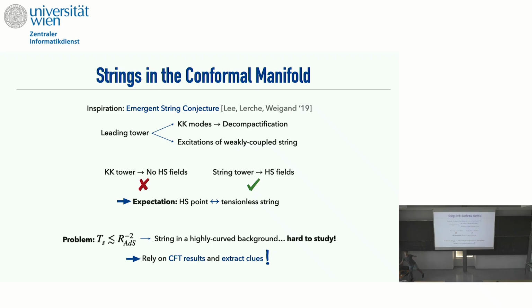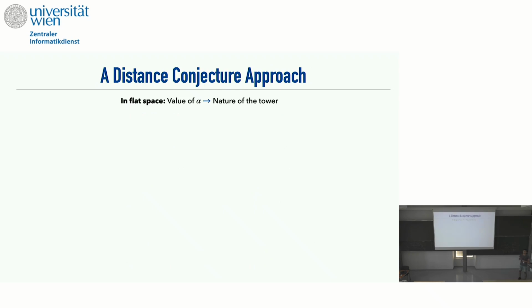The reason is simple. In order to get to AdS, I have to put some fluxes, and that might stabilize the radions. So it's literally what is happening. Good. So I'm going to rely on CFT results, where I can compute things reliably, and then see what I learn about the bulk. And in particular, I'm going to take a kind of distance conjecture approach. In flat space, we have been recently learning something quite remarkable, and it is that it seems that the value of alpha, this distance parameter, is telling us about the nature of the tower.